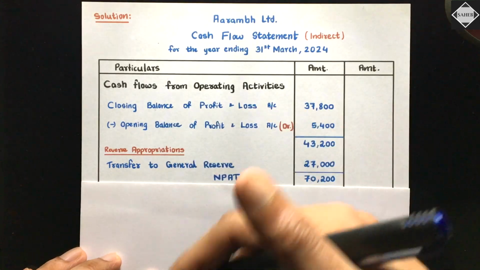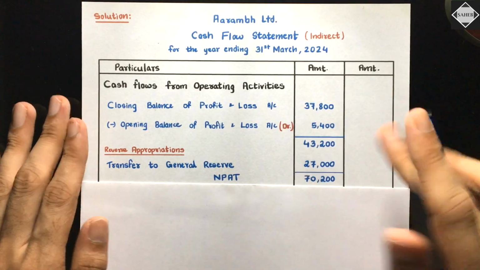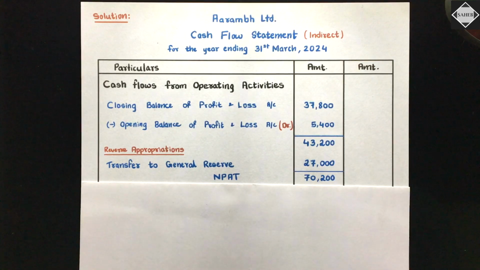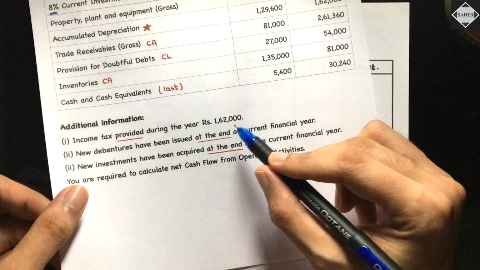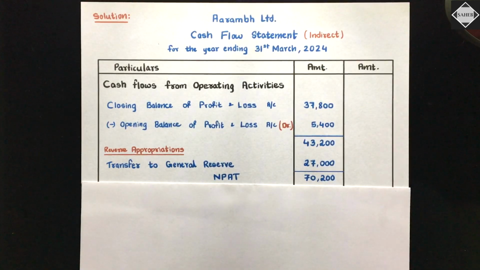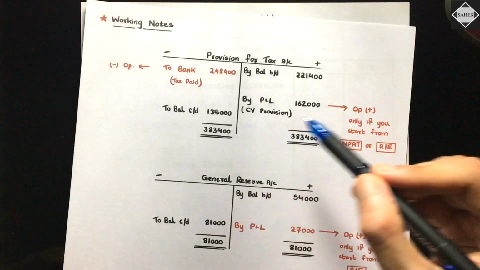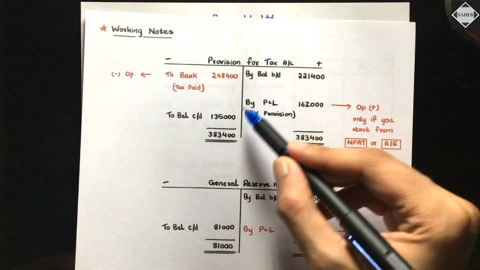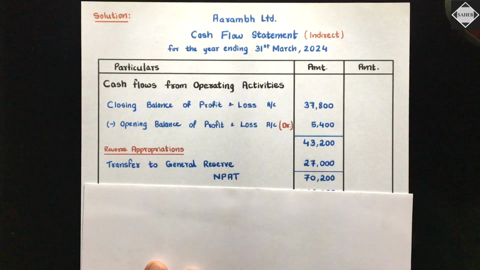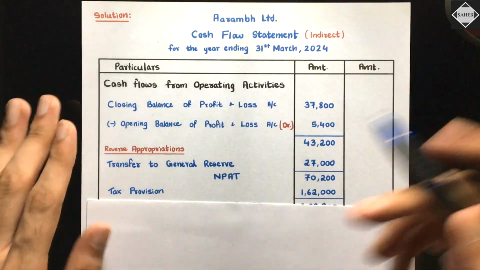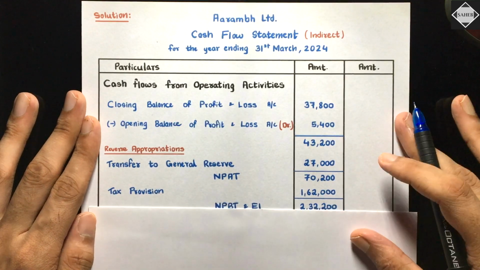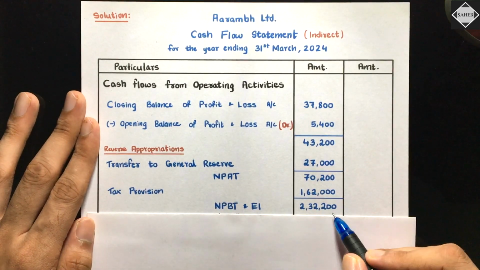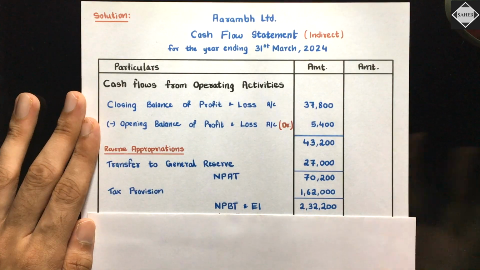Then we have to reverse the tax provision also, not tax paid, tax provision, isn't it? So how much was that tax provision? It was 1,62,000. The question told us that. We made the ledger account also. Opening balance and closing balance were there, and the balancing figure was the tax paid. So first we reverse this 1,62,000 to get net profit before tax. See here, tax provision, we will add 1,62,000, and we will get net profit before tax and extraordinary items, that is 2,32,200. Simple.